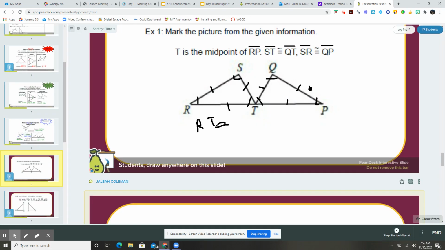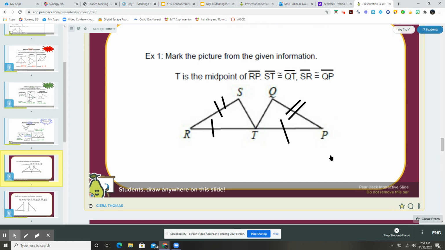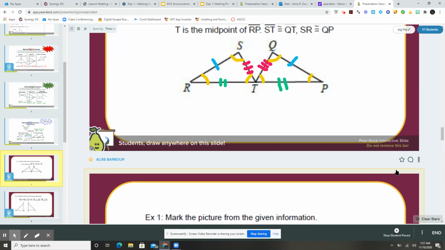Remember, we don't know any information on slide 7 about angles. We don't know any information about angles.